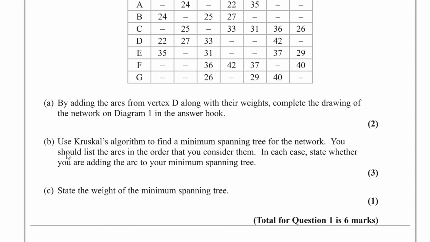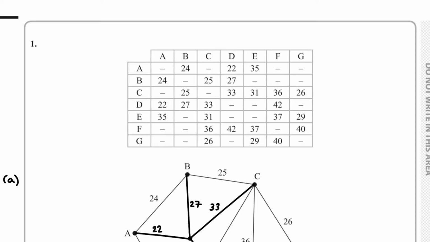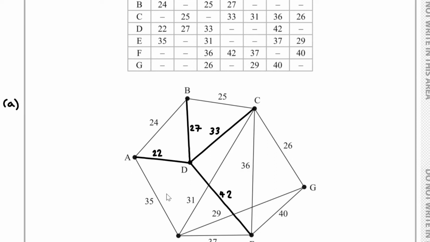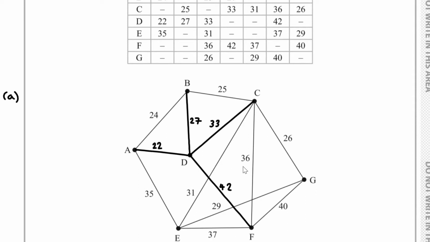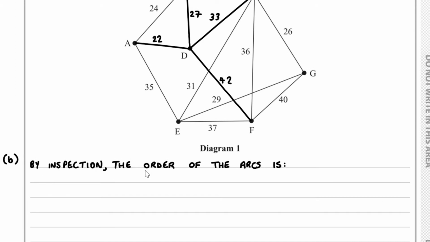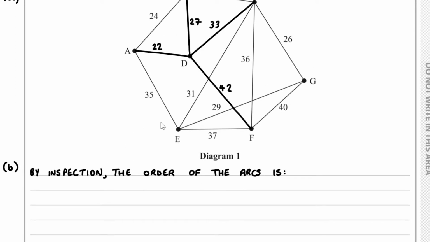For part B of the question, we have to use Kruskal's algorithm to find a minimum spanning tree for the network. You should list the arcs in the order that you consider them. In each case, state whether you are adding the arc to your minimum spanning tree. So, the way we will approach this is to, first of all, list the arcs in order from the smallest to the largest. So let's do that.